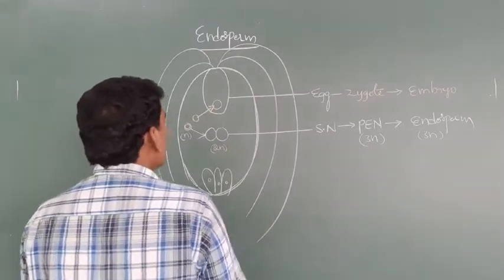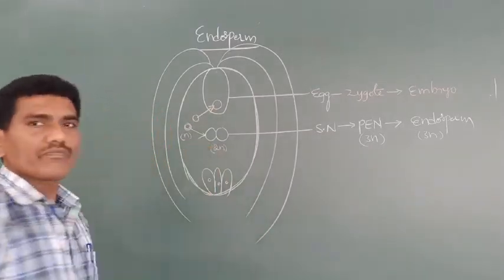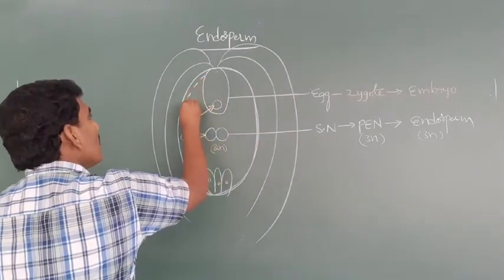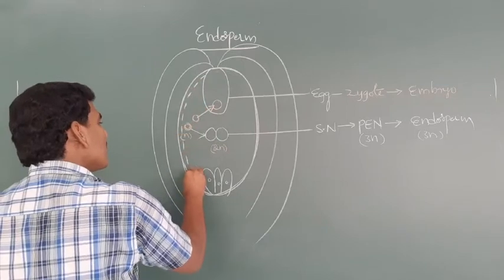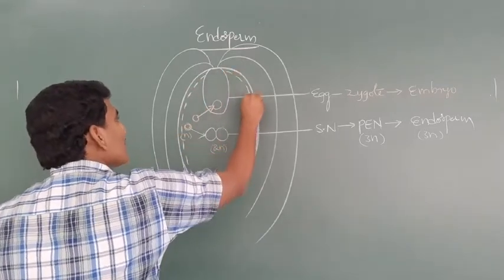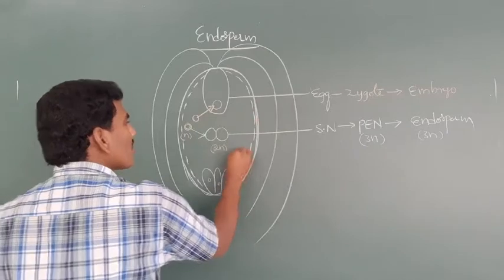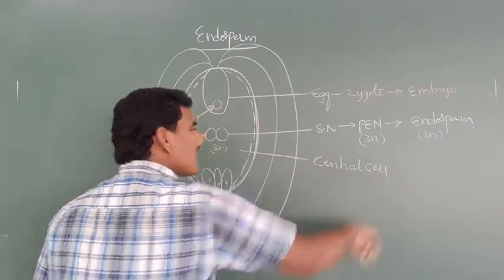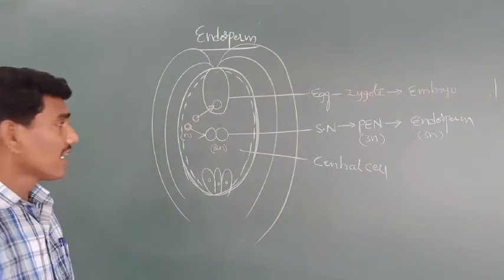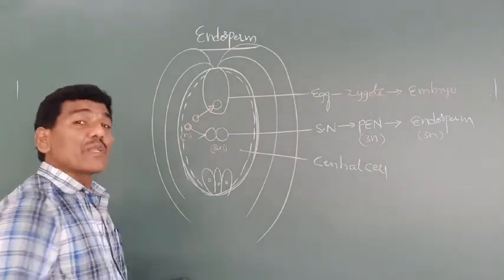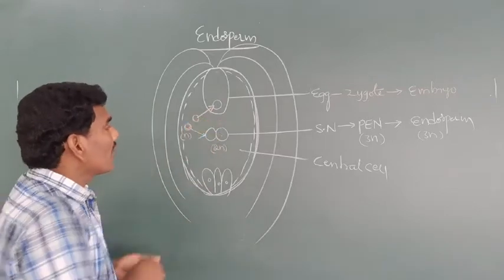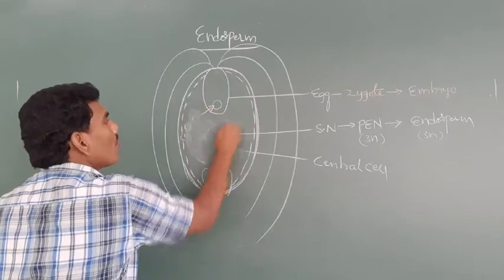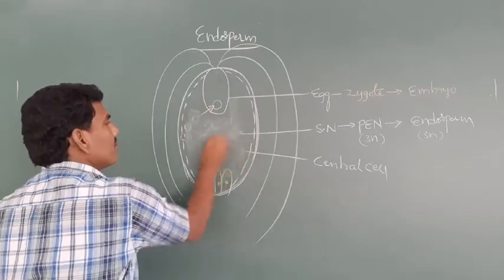Here, this is the endosperm, and this is the embryo sac. A large vacuole is present in the embryo sac. This is the central cell. This is totally the endosperm.